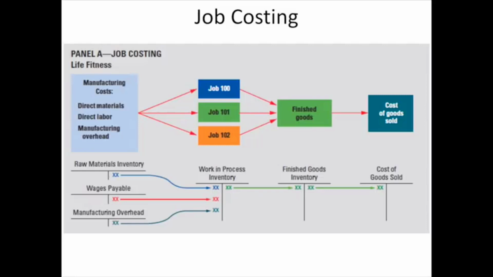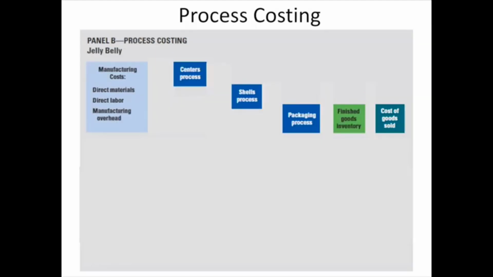So in job costing, we can have an individual work in process account for every job, whereas in process costing, we'll have a work in process account for processes that a product may have to go through. So remember, process costing is when we continually produce the exact same product over and over and over again. For example, number 2 pencils. In this scenario, let's say we are creating Jelly Belly jelly beans. So the first process a jelly bean has to go through is the center. We have to create the center of the product first.